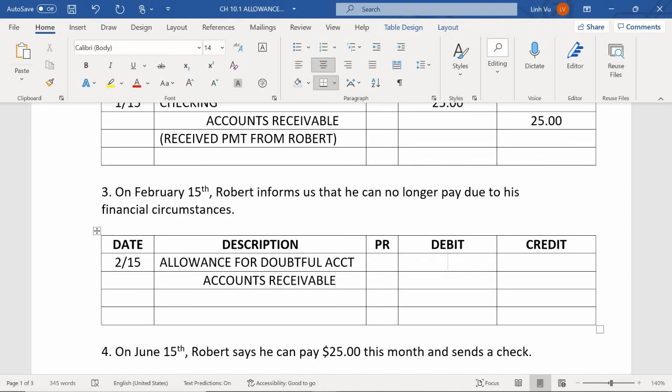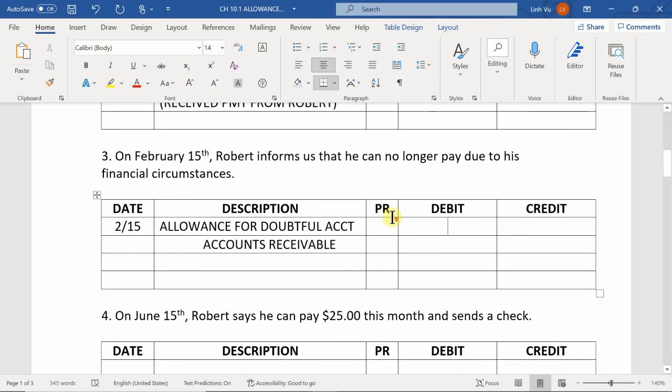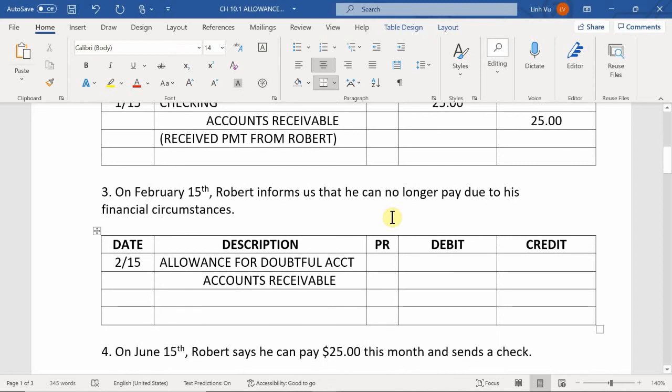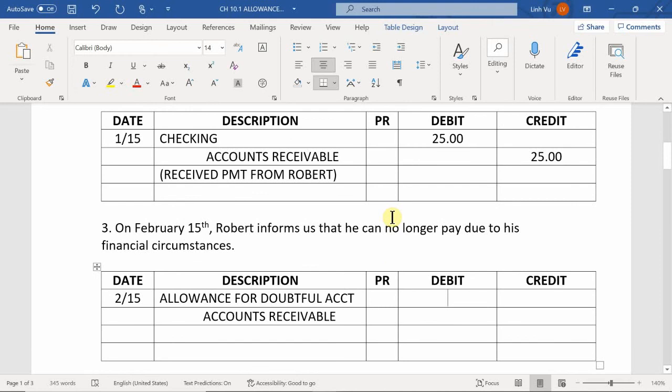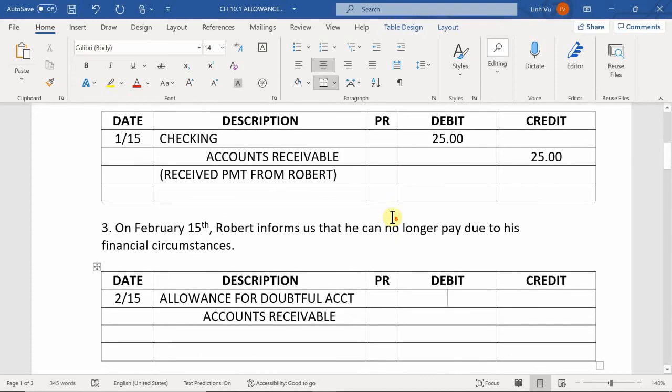Okay? Now in this case, how much does Robert owe me? The difference between accounts receivable and 25. What do you mean? 1,082 minus 81 minus 42 minus 25. Correct. So how much does Robert owe me right now? $1,056.42. Okay? That is what Robert owes me right now.